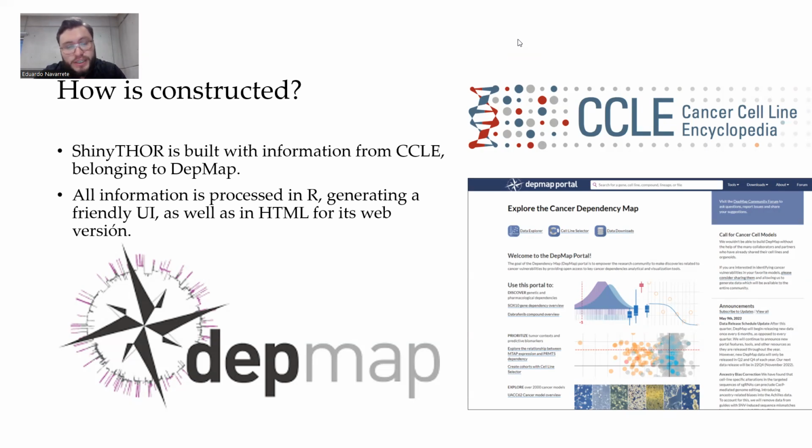Okay. ShinyThor is built from information from the Cancer Cell Line Encyclopedia belonging to the DepMap, which aims to provide a dependency map for different genes in different cancer cell lines to develop new therapies, having an impact on precision oncological medicine. All the information is processed in R in order to generate a user-friendly interface, as well as in HTML for its web version, as we mentioned above.